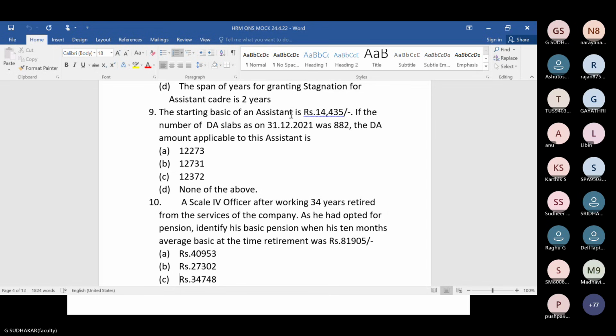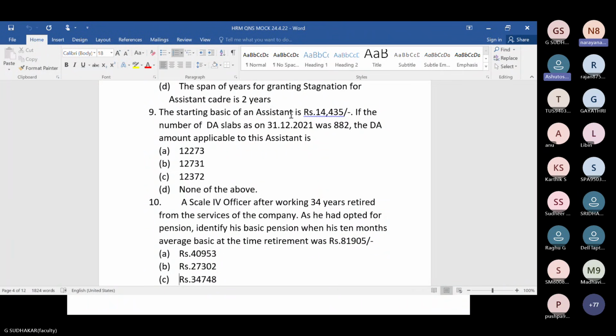Yes, calculate. So option B, none of the above, is correct. Very good. It is coming 10,185. Correct. So 14,435 into 0.08% into 882. That is the answer.